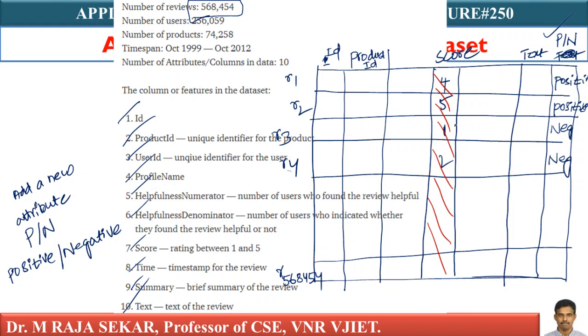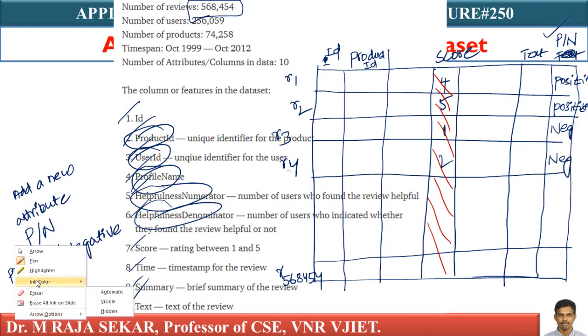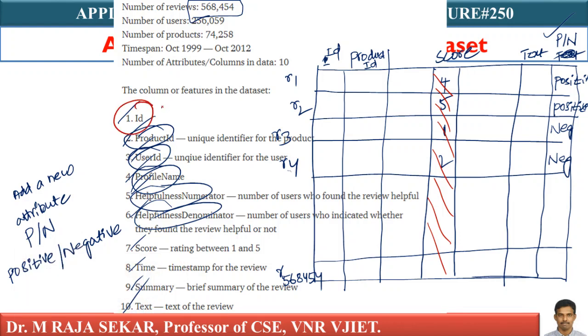Now, let's pose this problem carefully, because oftentimes posing the problem is very important. So what I will do, I will keep the product ID, user ID, helpfulness numerator, profile name, helpfulness denominator, and let me remove, which one can I remove? Let me remove ID. This one I am removing, and let me remove score. I am removing these two fields.